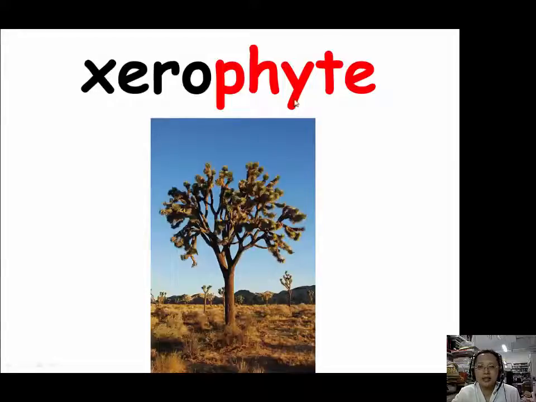And for the suffix phyte, our example is xerophyte. In this picture, we show a Joshua tree. Joshua tree is one of the xerophytes. Xerophyte refers to any plant suited for life in a habitat where water is scarce, such as in a desert. Such a plant may be a succulent, or have small or reduced leaves. Like in this picture, the Joshua plant doesn't have very big leaves.